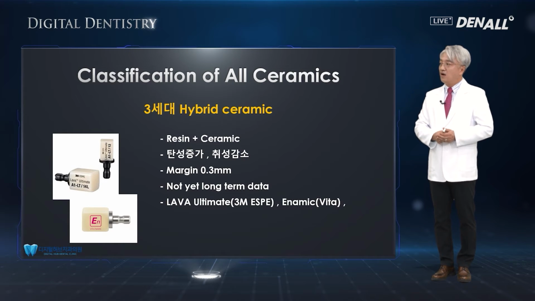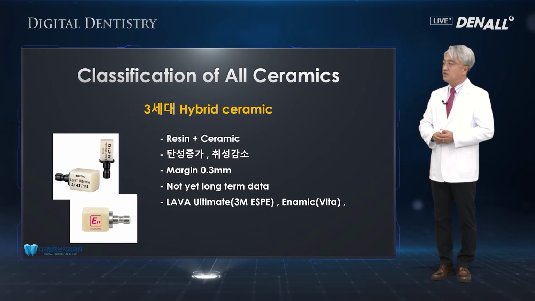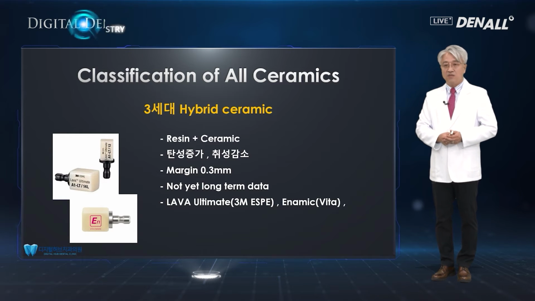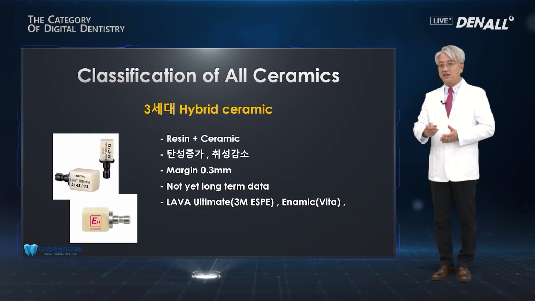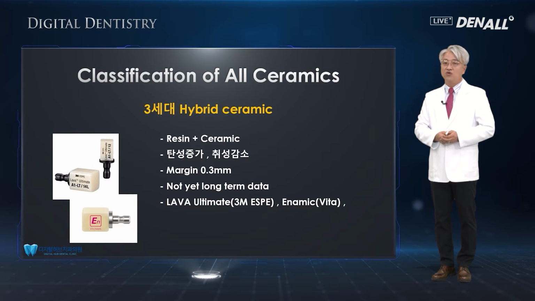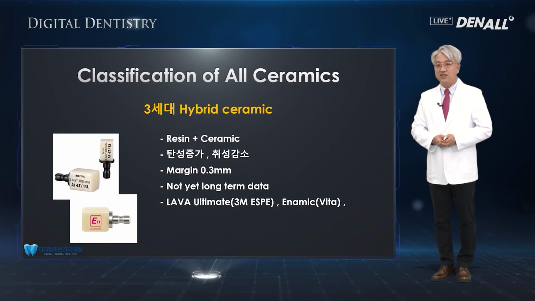Lava Ultimate or Vita Enamic, this type of materials are third generation. Of course, there's not yet long-term data, but it's widely used clinically, both aesthetically and strength-wise. Of course, there's a bit of shortage, but it's overall not a problem.